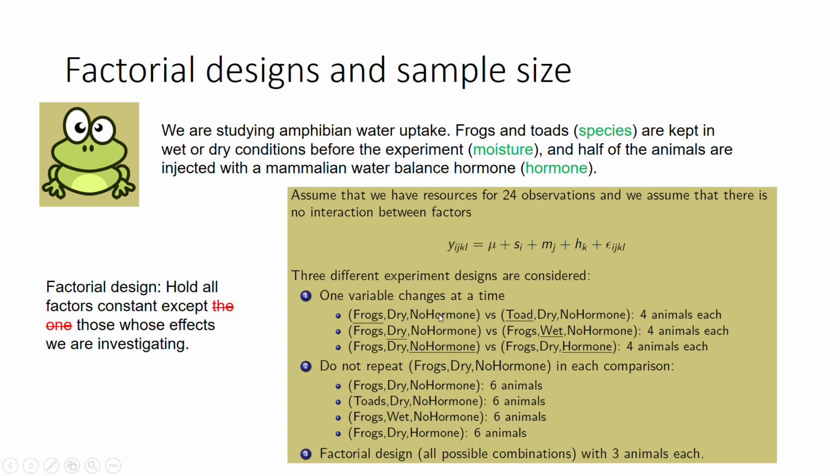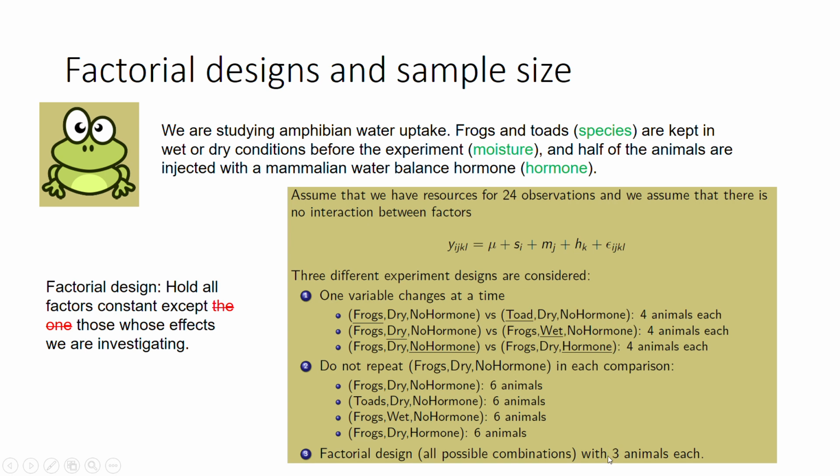So all 8 possible combinations. For each possible combination we have 3 animals. So you see that in these 3 designs we have 24 animals in total. So it is not only that I will compute the sample size, it is how you will distribute your sample size between the different factors that may affect your results. Actually, the best design from the statistical point of view that you can have is this factorial design.